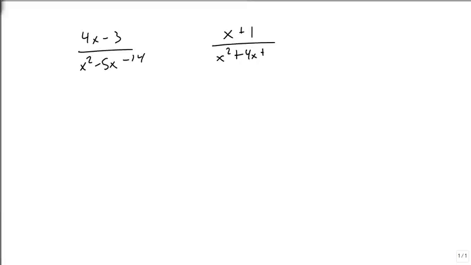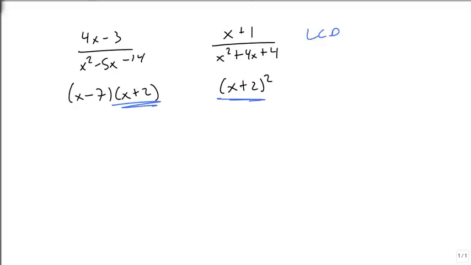The last example I want to look at is 4x minus 3 over x squared minus 5x minus 14 and x plus 1 over x squared plus 4x plus 4. So again, we factor, and this is x minus 7, x plus 2, and this is a perfect square trinomial, x plus 2 squared. So we start our LCD with what they have in common.